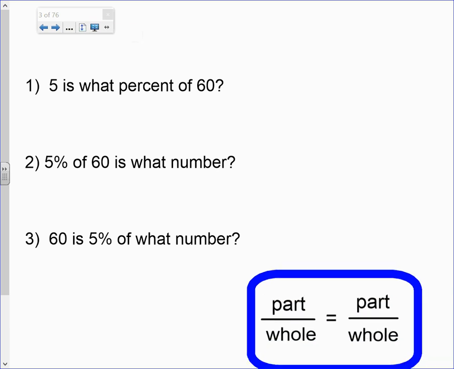All right, look at the 3 questions, 1, 2, and 3. These are the only 3 questions we're doing, and we're done for the notes.